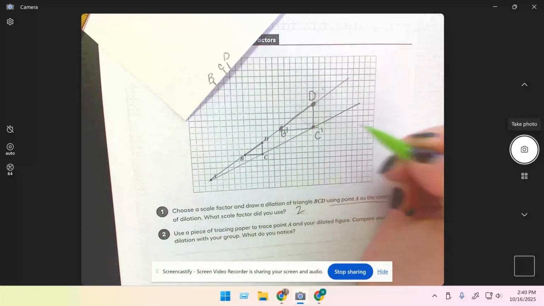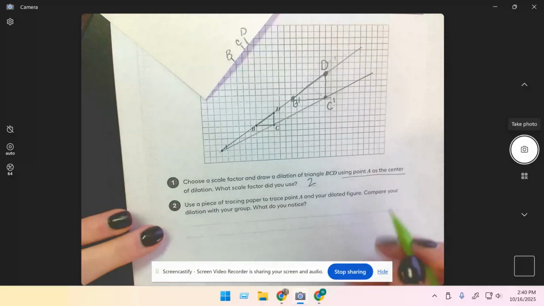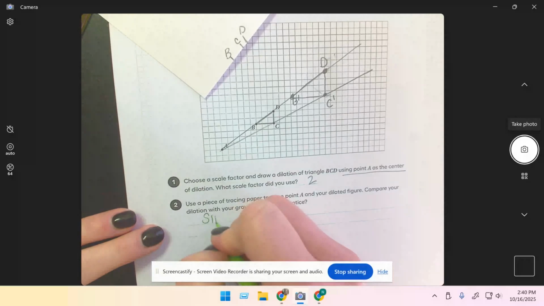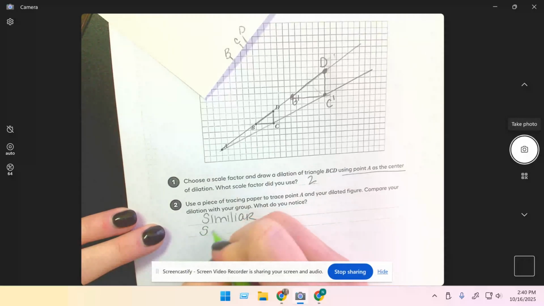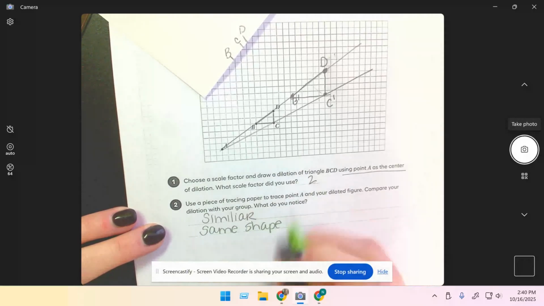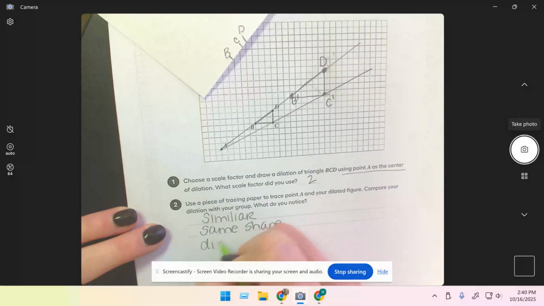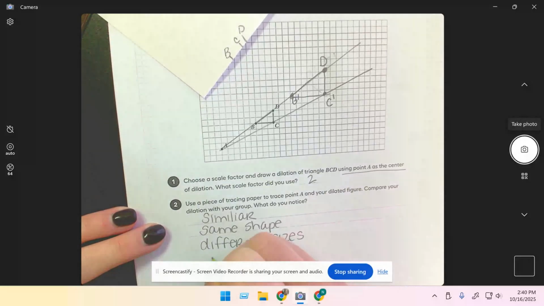All right, taking a look at our triangle, what do we notice about those two? Hopefully you notice that they are similar. They have the same shape, different sizes, and the same angles.